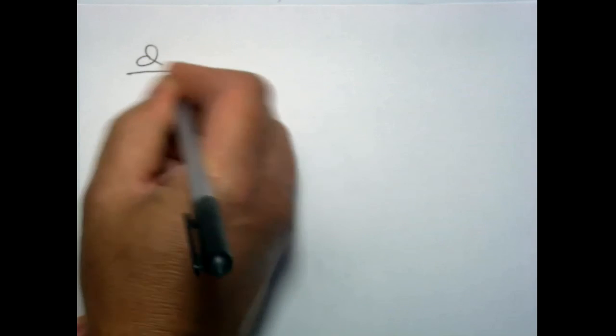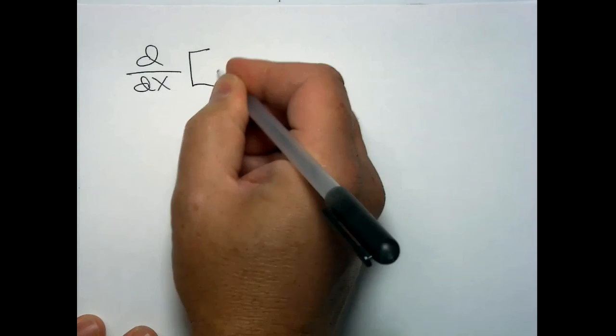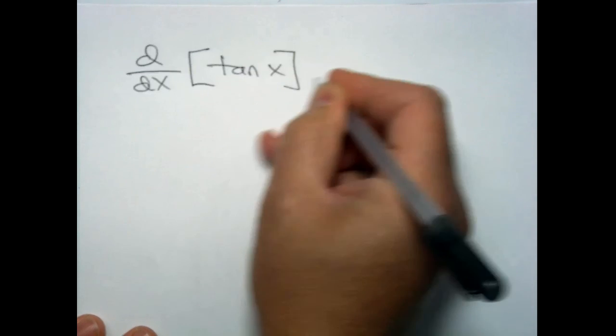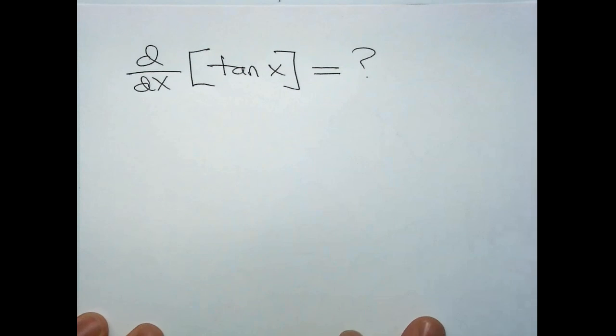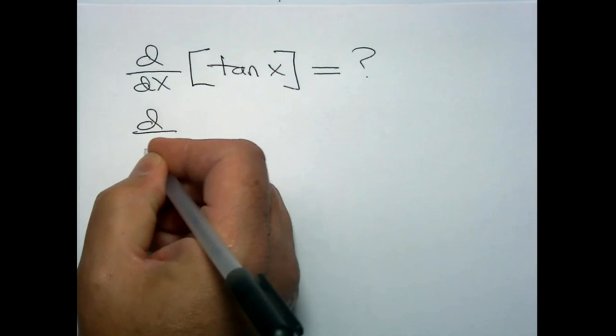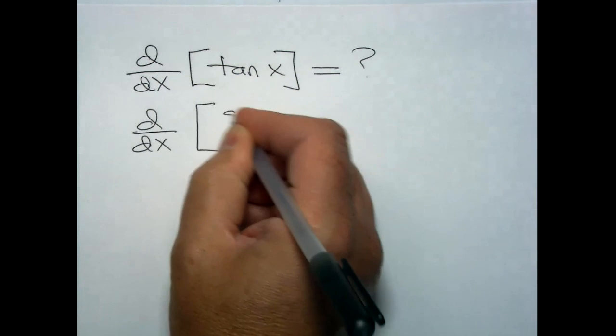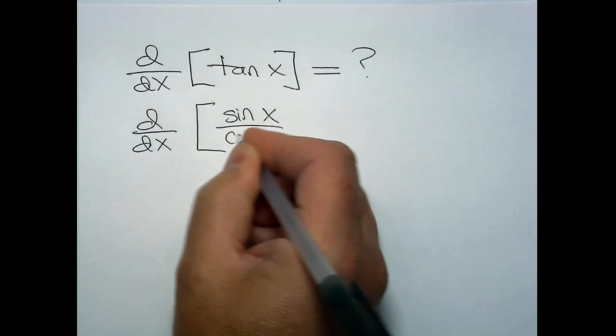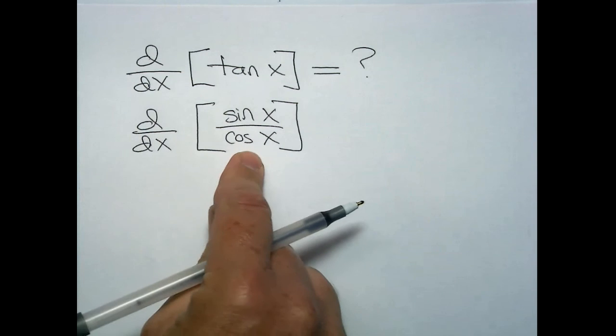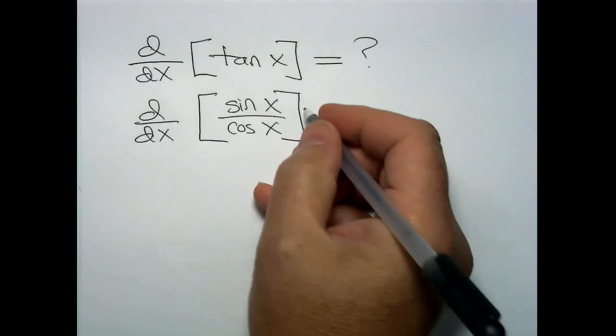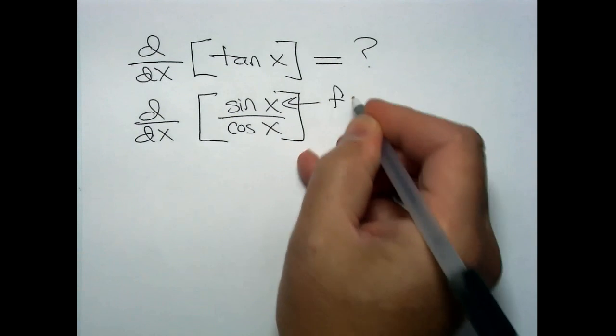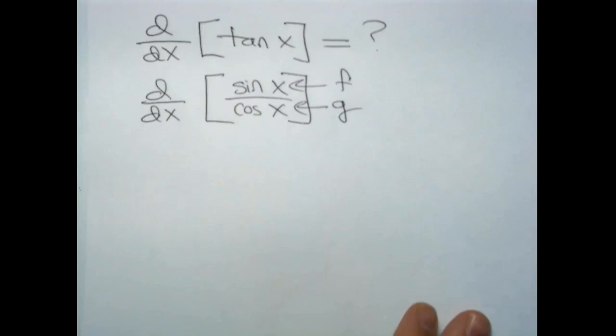Can we discover the derivative of tangent by only knowing the derivative of sine and cosine? Now, we could certainly look it up. There's a derivative table in which tangent appears, but why not figure it out on our own? Because tangent can be written as sine over cosine. And if you do write it as sine over cosine, look what you found. A quotient. Label this as f, label this as g.